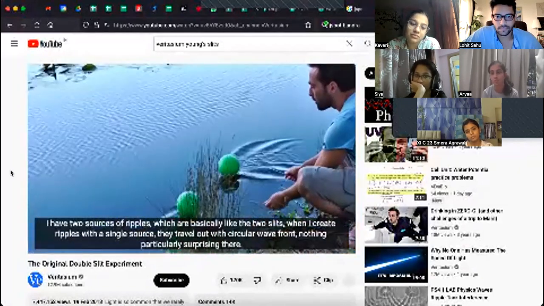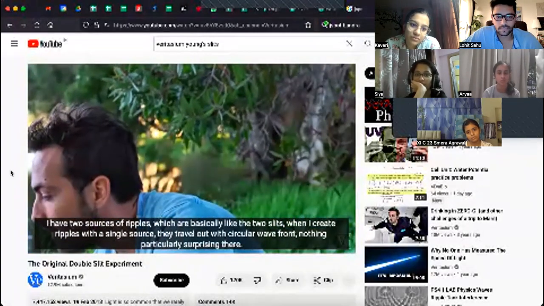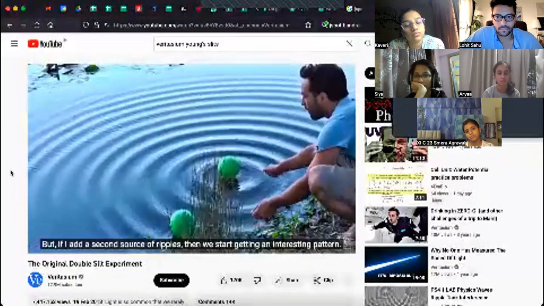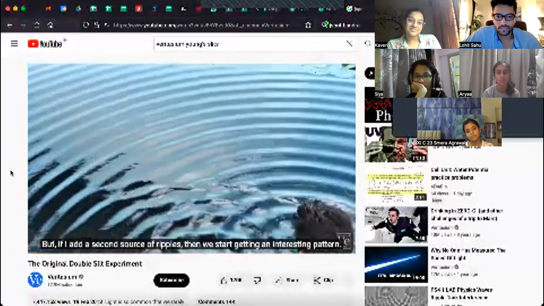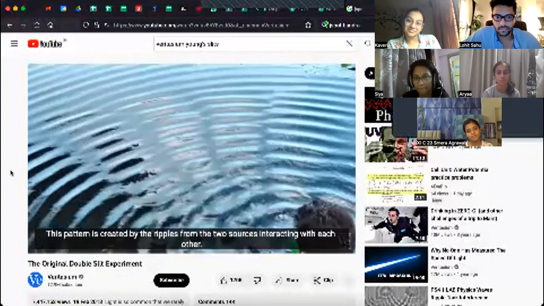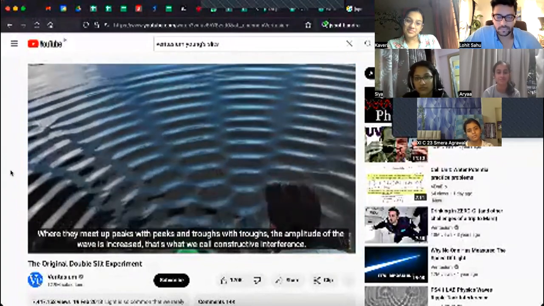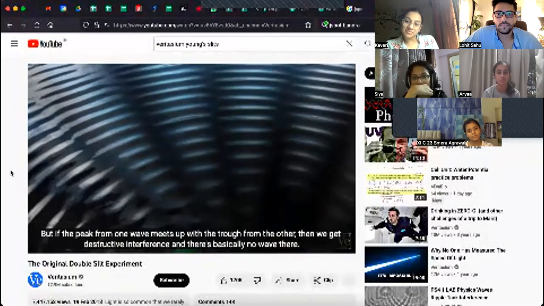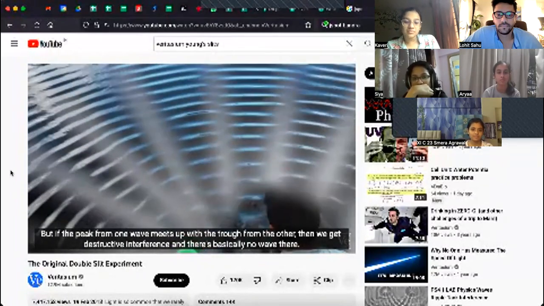I have two sources of ripples, which are basically like the two slits. When I create ripples with a single source, they travel out with circular wave fronts. Nothing particularly surprising there. But if I add a second source of ripples, then we start getting an interesting pattern. This pattern is created by the ripples from the two sources interacting with each other. Where they meet up peaks with peaks and troughs with troughs, the amplitude of the wave is increased. That's what we call constructive interference. But if the peak from one wave meets up with the trough from the other, then we get destructive interference and there's basically no wave there.